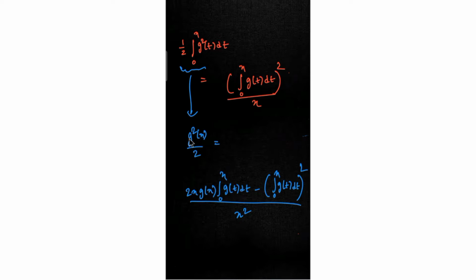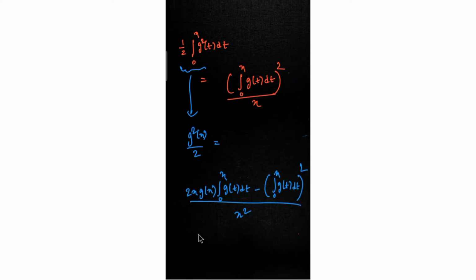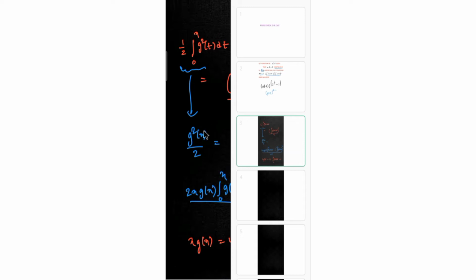Again we need to establish a relation between these two. So for that, to reduce the complexity, we'll make some easy assumptions. I'll assume x g of x as my u, and the integral from 0 to x of g of t dt as my v. So this is my u and this is my v. Now I'll substitute these into the equation that we have right now.